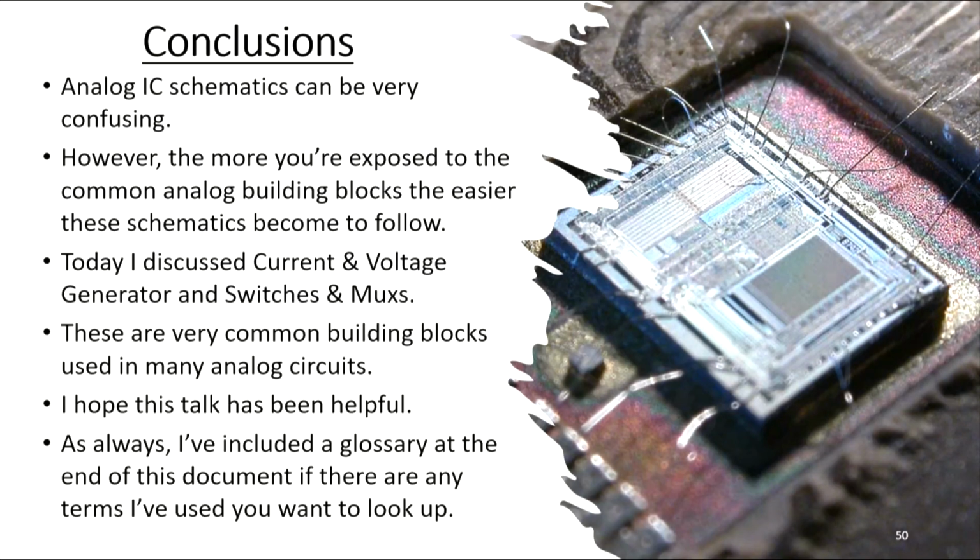Okay, so in conclusion, analog IC schematics are very confusing. And the more you're exposed to common analog building blocks, the easier these schematics become to follow. Today I talked about current and voltage generators, switches and muxes. And these are very common building blocks used in many analog circuits. So I hope this talk has been helpful. And as always, I've included a glossary at the end of this document if there are any terms I used today that you want to go look up.